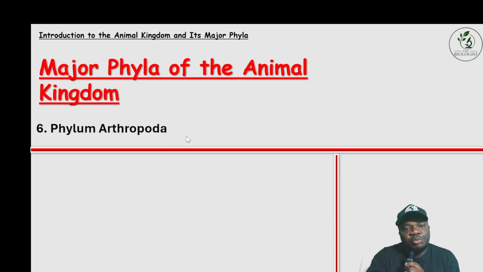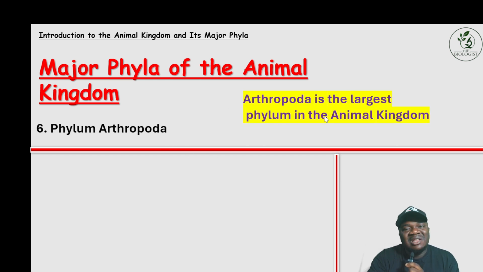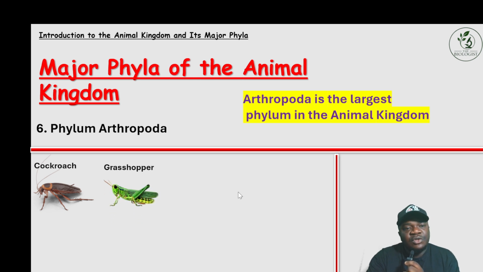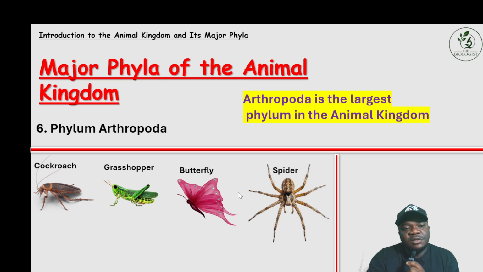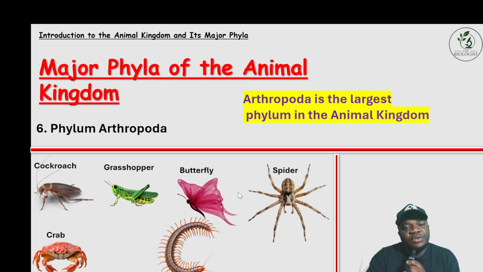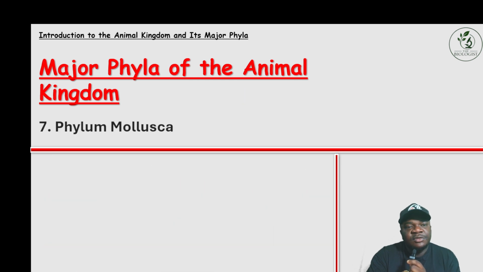Then the next one is Arthropoda. Just so you know, Arthropoda is the largest phylum in the animal kingdom because they have different classes. You have Myriapoda, Arachnida, and other classes we're going to discuss in other videos. Here you have cockroach, grasshopper, butterfly, spider, crab, and centipede. These are a few members of the phylum Arthropoda.